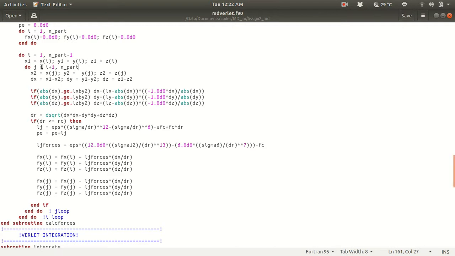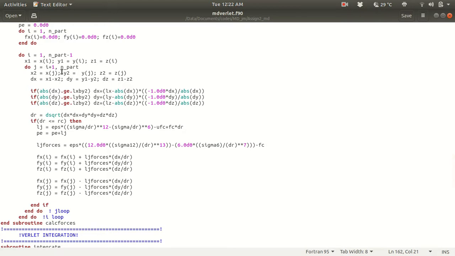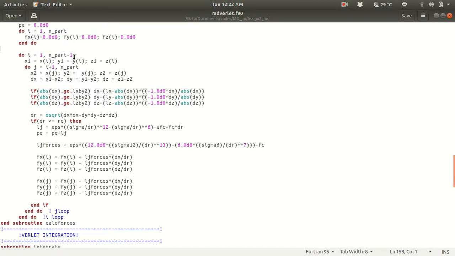So that's why this thing is there. Or we can do another thing: i going from 1 to n part and j going from 1 to n part, and inside that we have to put an if condition whenever i is not equal to j. Which is basically taken care of by this looping condition, that i going from 1 to n part minus 1 and j going from i plus 1 to n part.